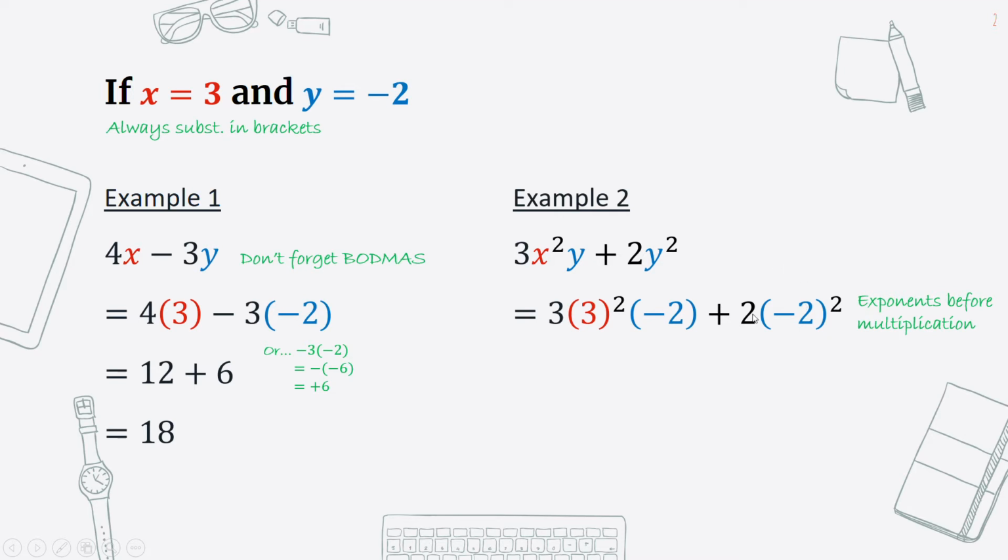Alright, so if I square those things, so I'm going to say 3 squared is 9, and negative 2 squared is positive 4, because you've got negative times a negative is a positive. Then I can multiply, so 3 times 9 times negative 2, that will give me negative 54, and then 2 times 4 is equal to 8. Okay, if I add those, I'm going to get negative 46. Let's do another example.